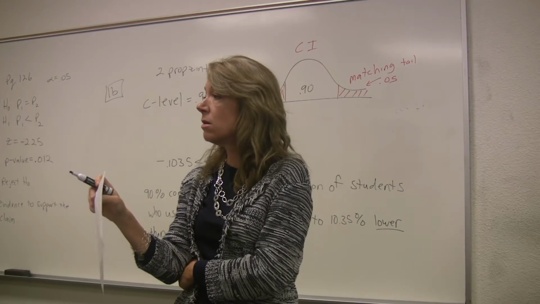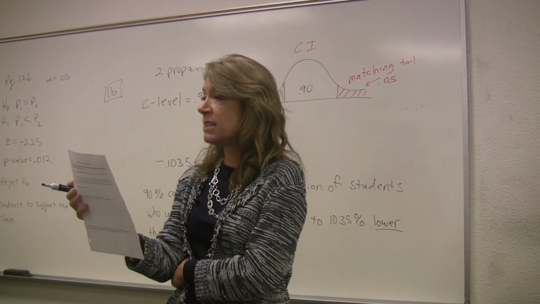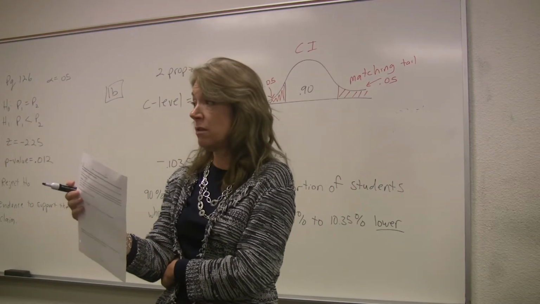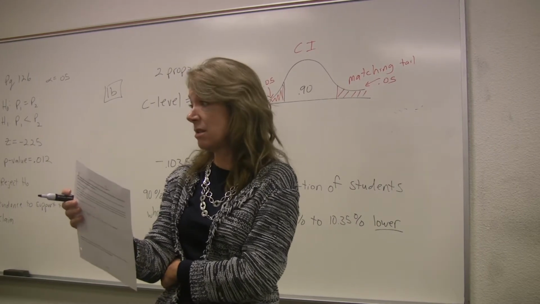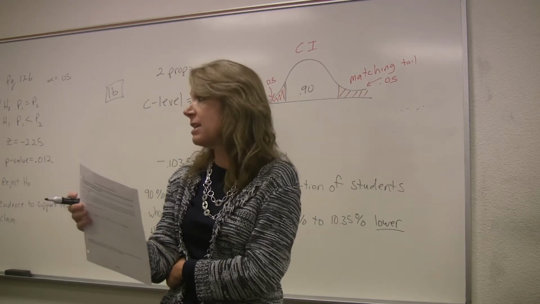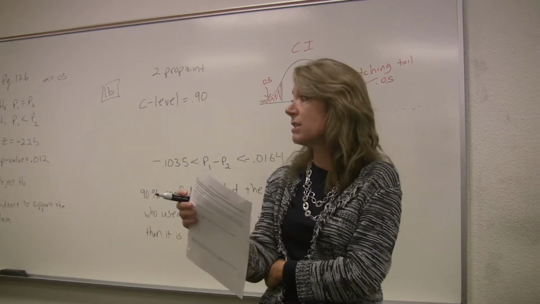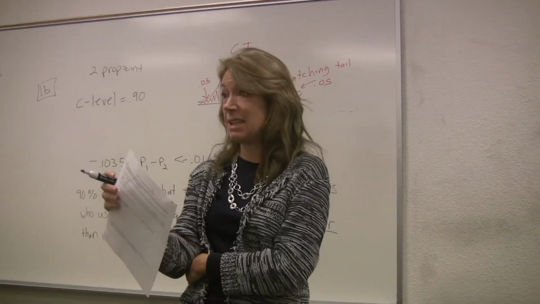How do you know on the test if it's 2 prop z int or 2 prop z test? If it says construct a confidence interval, that word interval tells you you're doing an int. If it says test the claim that such and such, then it's a test. So it all depends on the directions. If it tells you to test a claim, you're doing a test. If it says to get a confidence interval, you're doing an int.